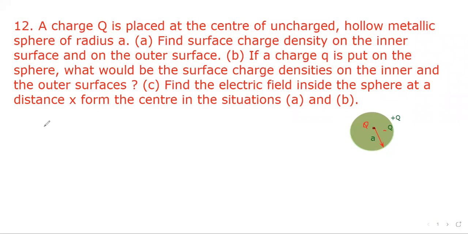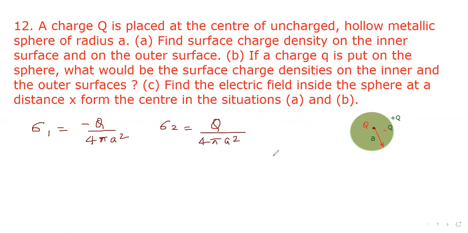So surface charge density on the inner surface will be sigma 1 equal to charge minus Q divided by surface area of the sphere 4 pi A square, because the radius is A. And surface charge density on the outer surface will be sigma 2 equal to charge plus Q divided by 4 pi A square. Now, when charge q is given to the sphere, it will remain on the outer surface only, and on the inner surface, only minus Q charge will be there.